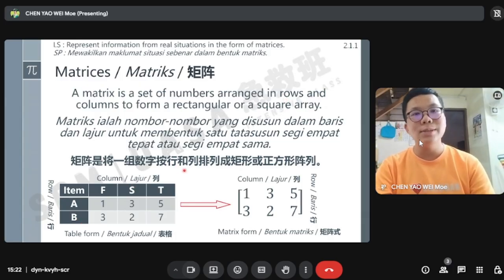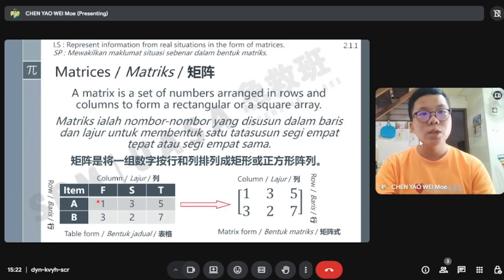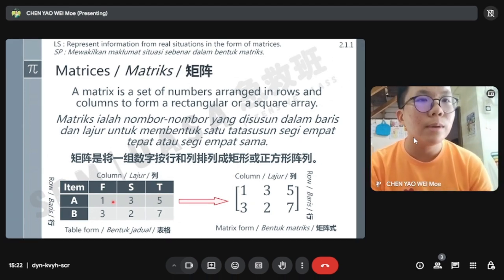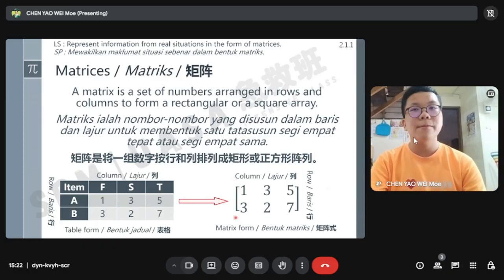Okay, for a matrix, we can use the table form and we convert it to the matrix form. You see, this is the table form. Given items, okay, this is the first term, second term, third term. Okay, and we put these together to form this form.